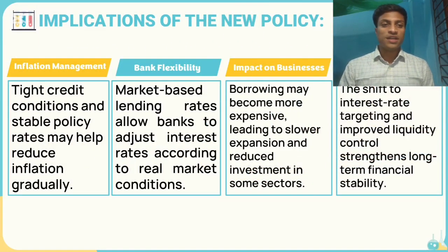Now, implications of the new policy: inflation management. Tight credit conditions and a stable policy rate may help reduce inflation gradually. Second, bank flexibility. Market-based lending rate allows banks to adjust interest rate according to real market conditions. Third, impact on businesses. Borrowing may become more expensive, leading to slower expansion and reduced investment in some sectors. Financial stability. The shift to interest rate targeting and improved liquidity control strengthen long-term financial stability.